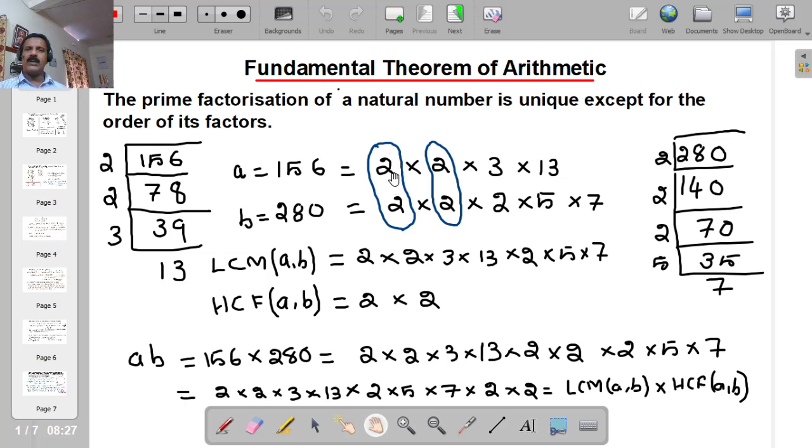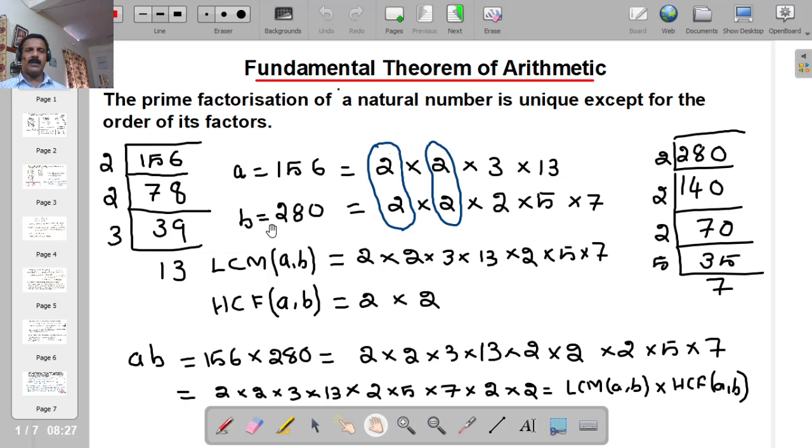But the order in which the prime factors occur in multiplication is immaterial. We know that multiplication is commutative. That means x into y is equal to y into x. So the order of multiplication is immaterial. 13 times 3 times 2 times 2 will also result in 156. So the prime factorization of a natural number is unique except for the order of its factors.